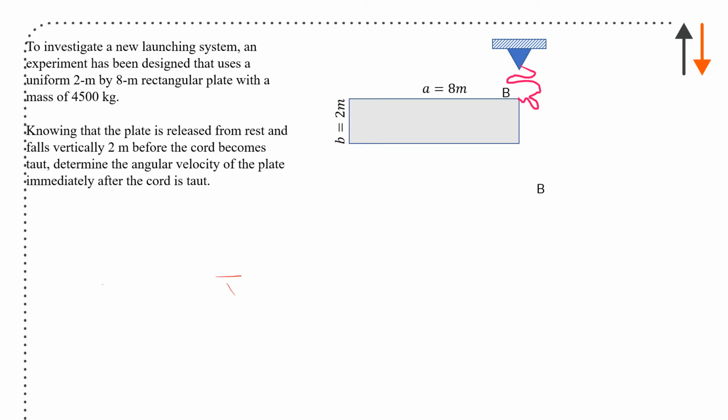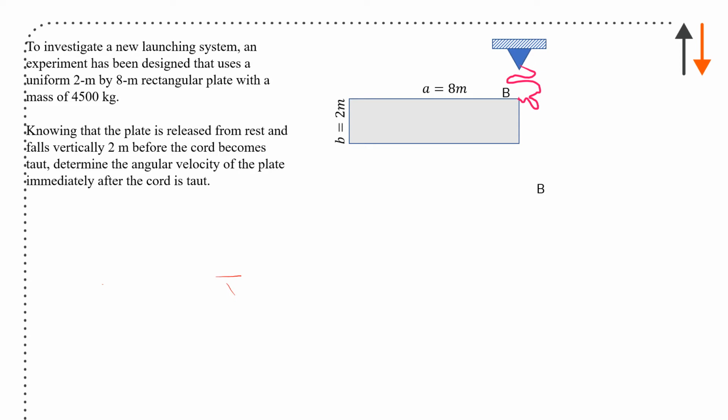I want to investigate a new launching system. So I've designed an experiment that is going to use a uniform 2 meter by 8 meter rectangular plate with a mass of 4,500 kilos. Knowing that the plate is released from rest and falls vertically 2 meters before the cord becomes taut, determine the angular velocity of the plate immediately after the cord is taut. There you go.